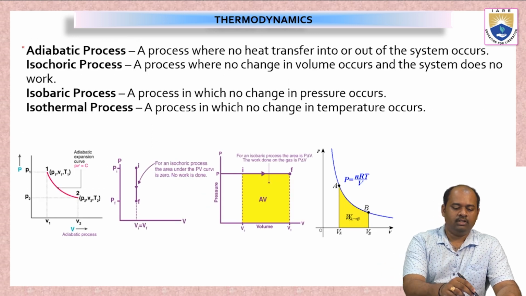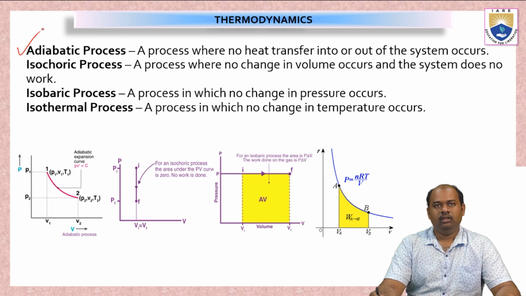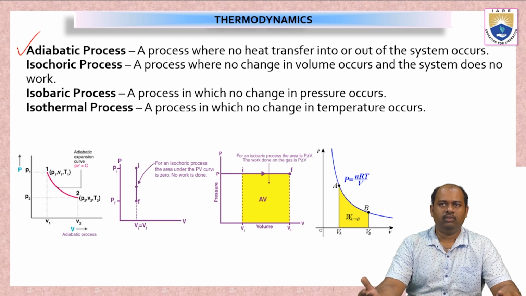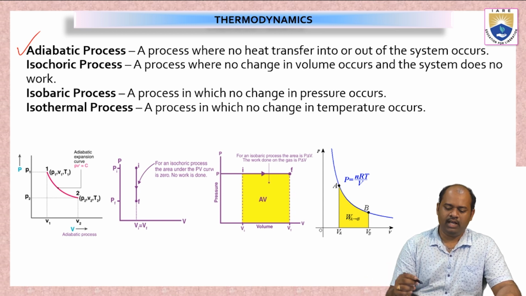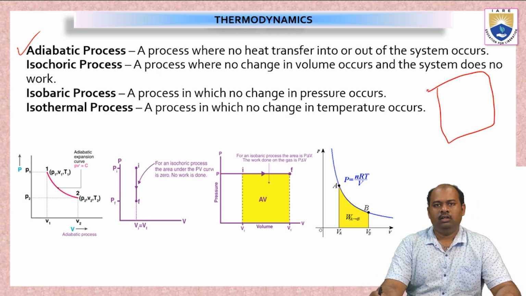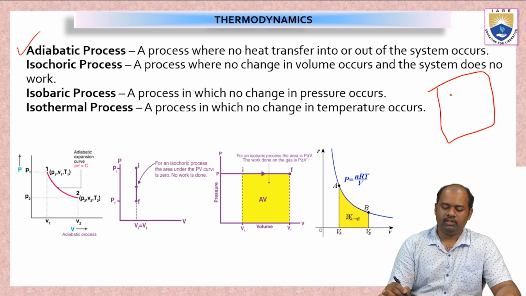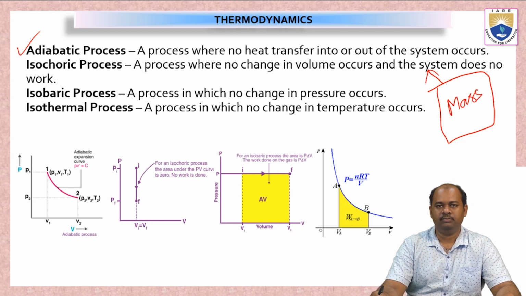Now, the first one is adiabatic process. This is a process where there is no heat transfer into or out of the system. Suppose I have taken a closed system. In a closed system, we know that there will be energy transfer, like heat can come out or come into the system, but there is no mass transfer. So, this is called a closed system.